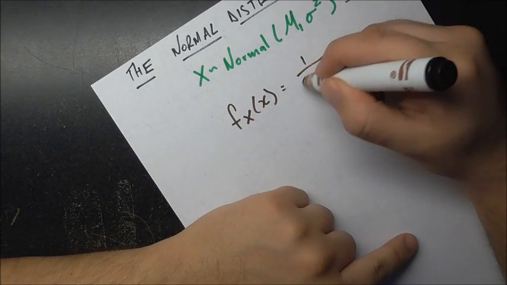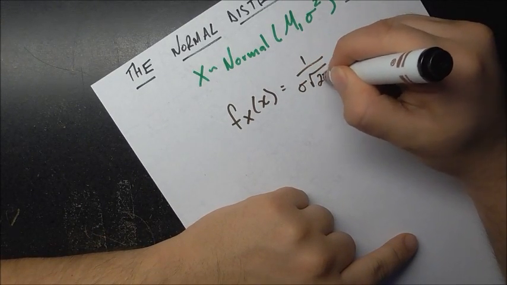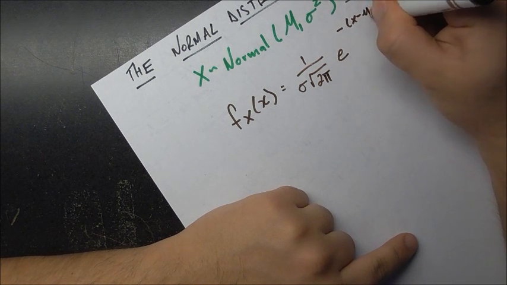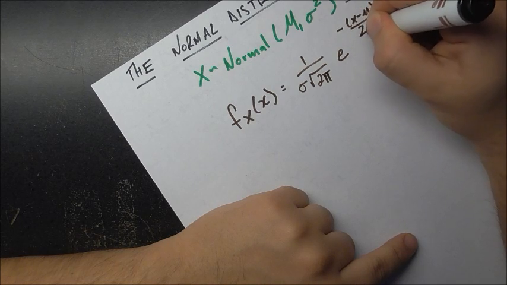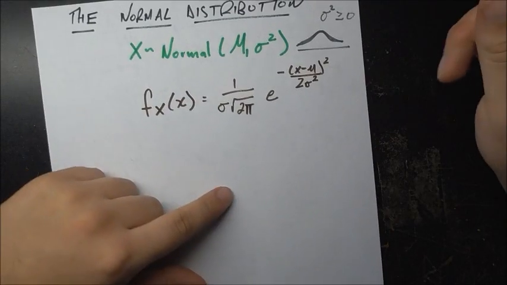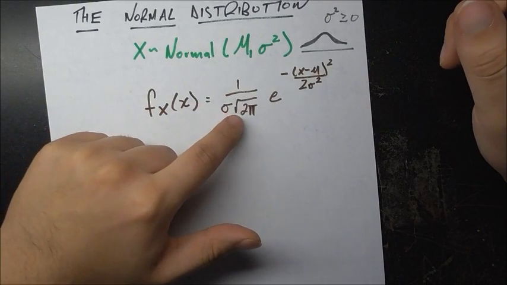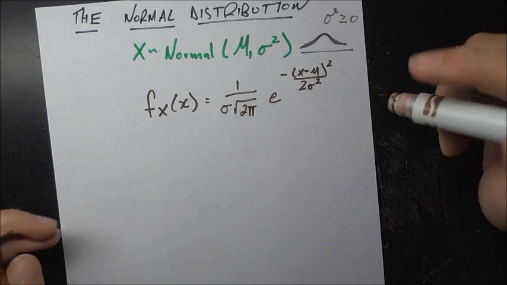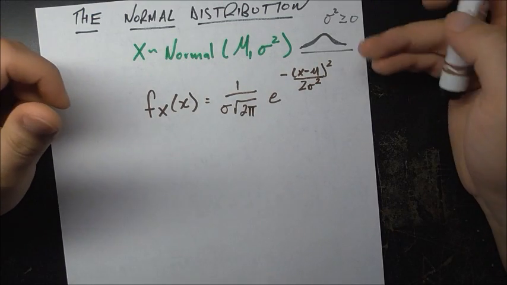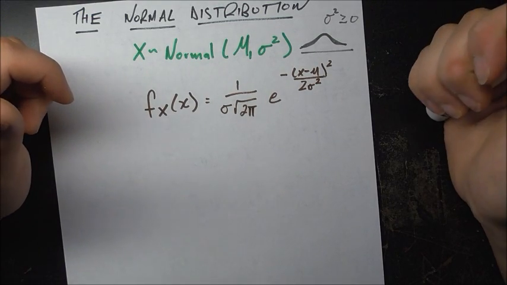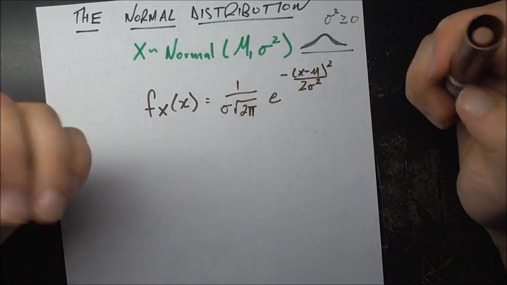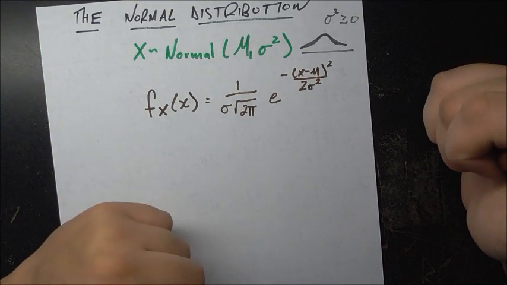So it's 1 over sigma square root 2 pi, e to the negative x minus mu squared all over 2 sigma squared. So it is 1 over sigma times radical 2 pi, times e to the whole thing up here. It's not too complicated, but it is more complicated than other things we've seen so far, and we're not really going to give an intuitive way to think about it here, so that may make it harder to memorize, but try to memorize it as best as possible.